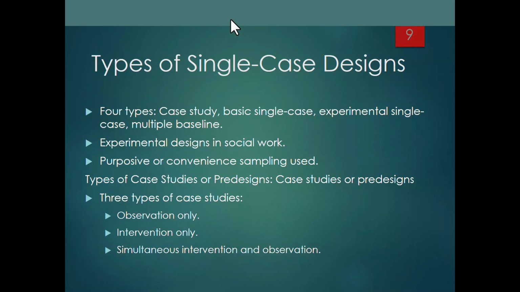Case studies or pre-designs are ones where the researcher only conducts observations of the target behavior during the baseline phase, or implements only the intervention without observations of the target behavior during the intervention phase, or implements the intervention with observations of the target behavior during the intervention phase. So there are 3 types of case studies: the observation only, which is labeled A, the intervention only, which is labeled B, and the simultaneous intervention and observation, also labeled B.